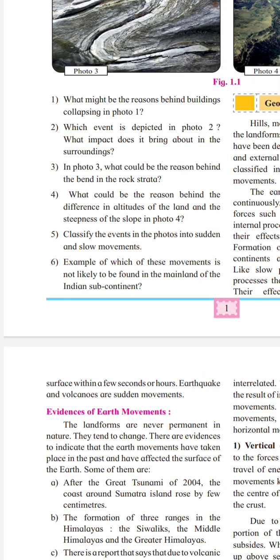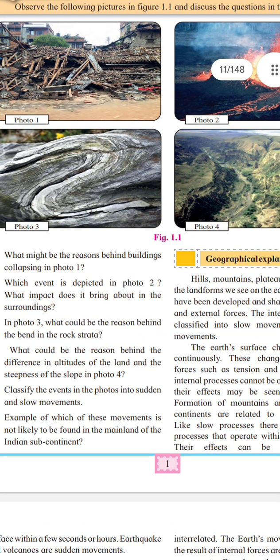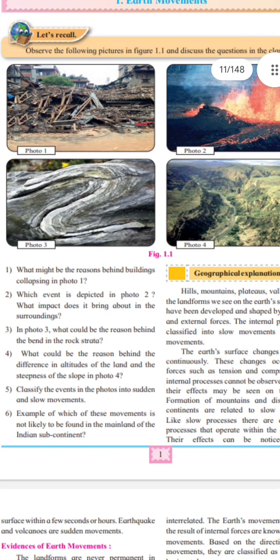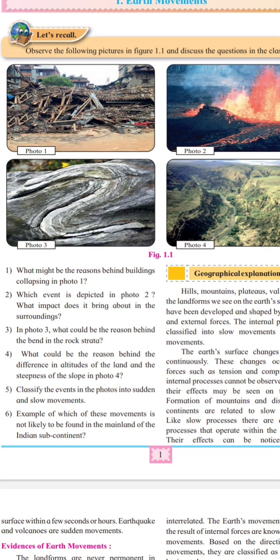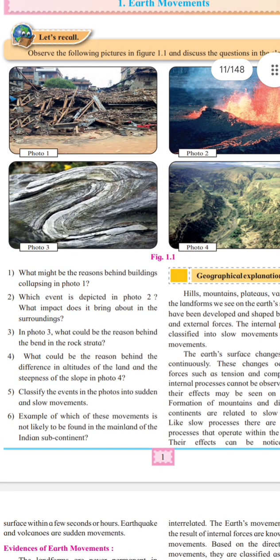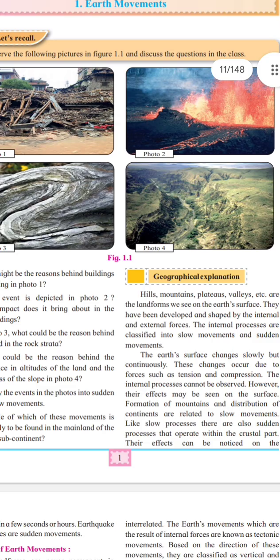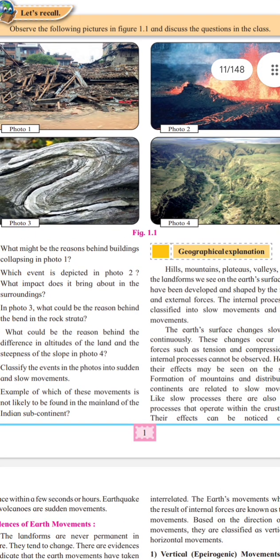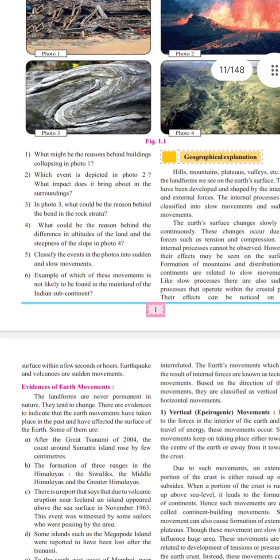So first of all, before we begin, let's observe these four pictures. In the first picture we can see collapsed buildings. In the second picture we can see a volcanic eruption. In the third picture the rock layers are bent. In the fourth picture we can see mountains and valleys with different heights. So a question arises here: why do these changes occur on the earth's surface? The answer is earth's movement, and we are going to learn today about earth movement.